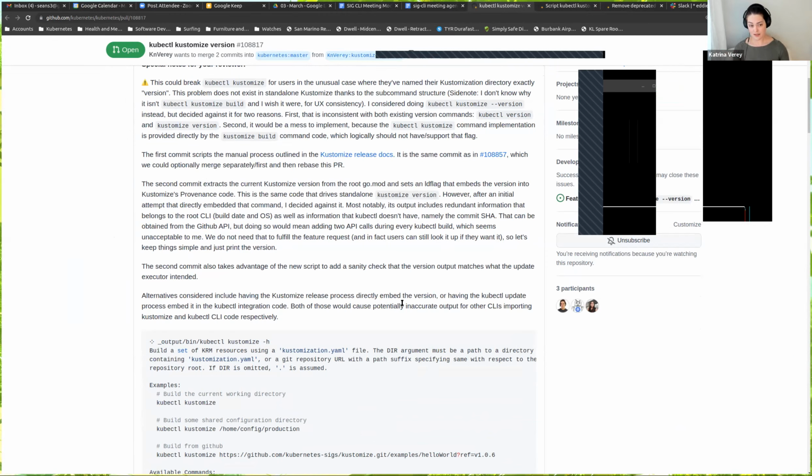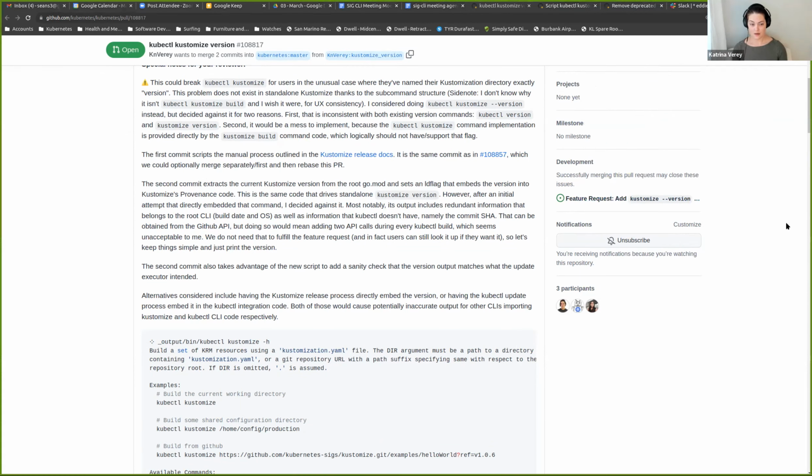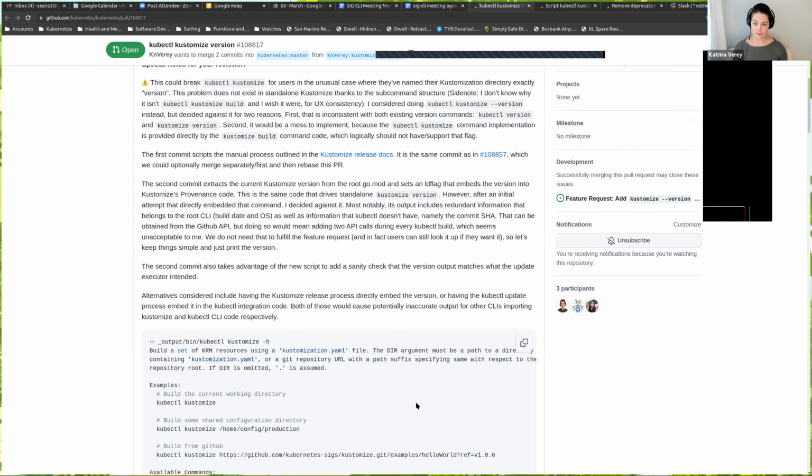What's often done as part of the release process, in many of the Go tools I've worked on, including Kustomize itself and kubectl, is we use LD flags as part of the build process to take the release information and embed it into the binary at that time. That way, we're making sure that we're embedding the correct thing for the release that's happening at the moment. So Kustomize does this, kubectl does this, lots of other Go tools do it.